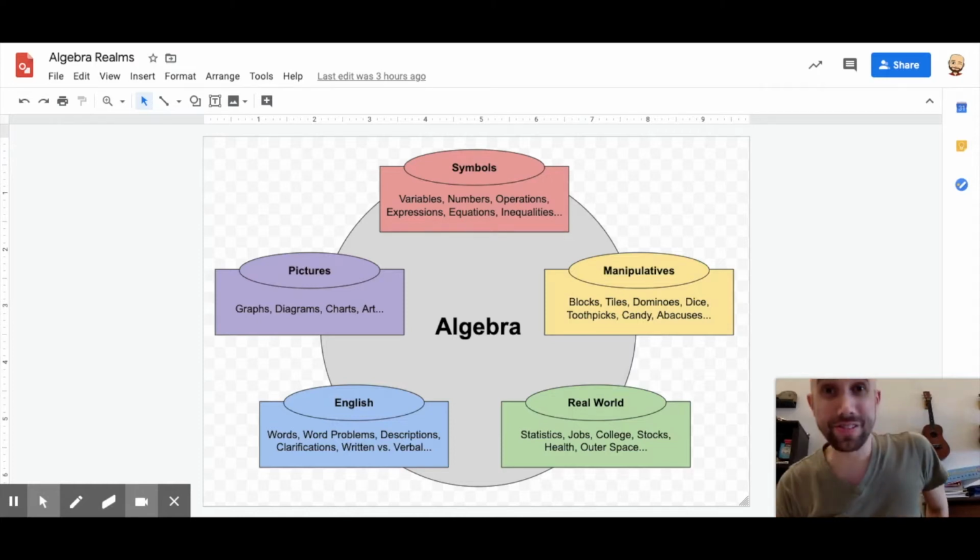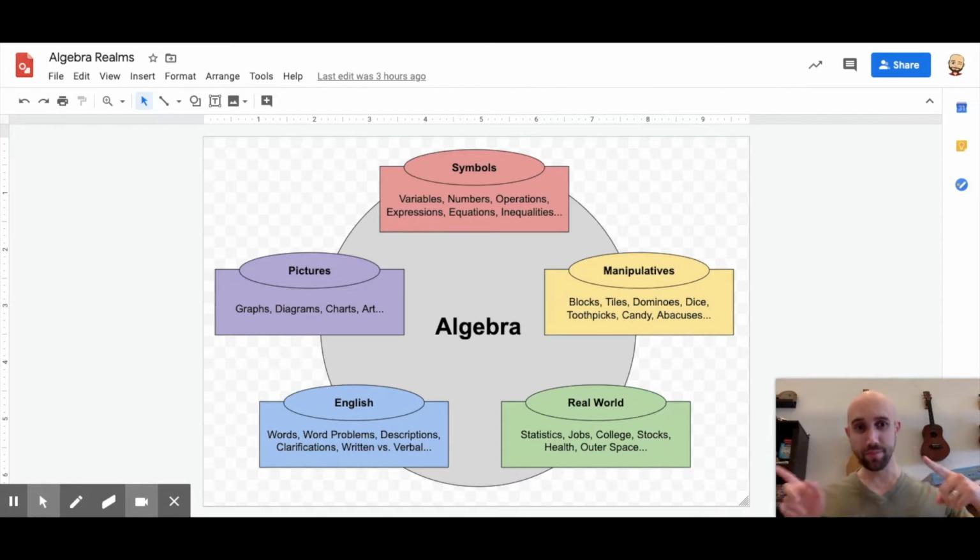Hello, algebra students. So remember this. Oh, good, I can point in the right direction. Remember this back from the beginning of the school year, in which Ms. Roach and I were showing you all the different cool realms of algebra that exist.